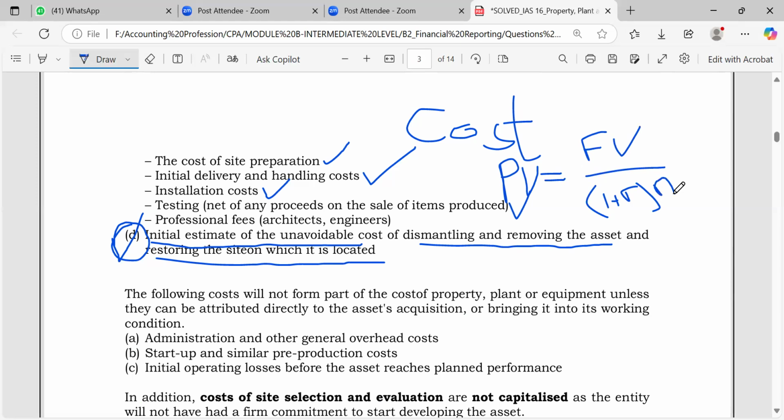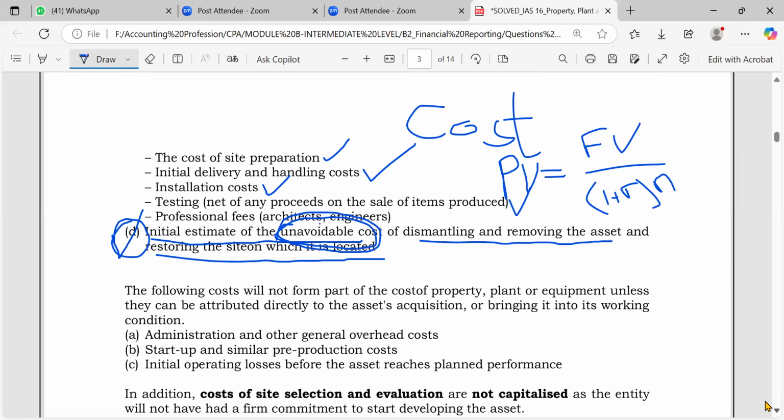And this cost should be unavoidable, of course. If you can avoid it, then you cannot say it is an obligation, right? You cannot be obliged for something you can avoid. Okay, so those are the four main components.